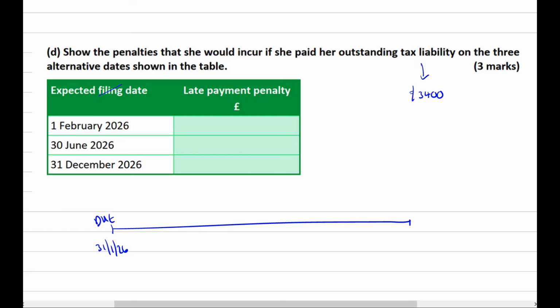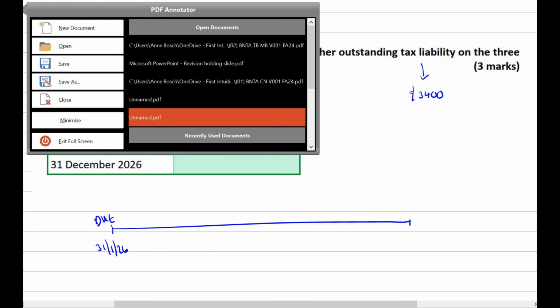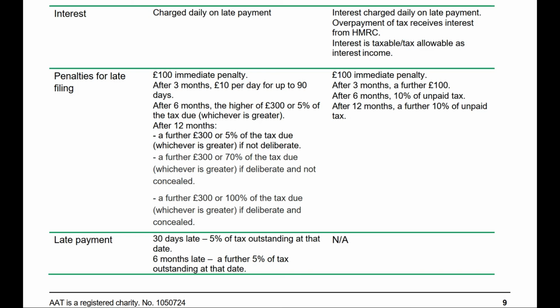So that should say expected payment date rather than filing date. I'm going to update that. So the expected payment date is February, and then June, and then December. And before I even fill that in, I'm just going to have a look again at what the rules say in terms of late payment, and then I can copy them in. So if it is 30 days late, 5% of the tax outstanding. And if it is 6 months late, a further 5% of the tax that's outstanding. So that's nice and simple.